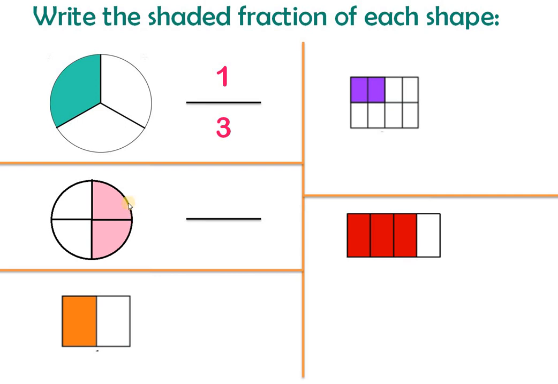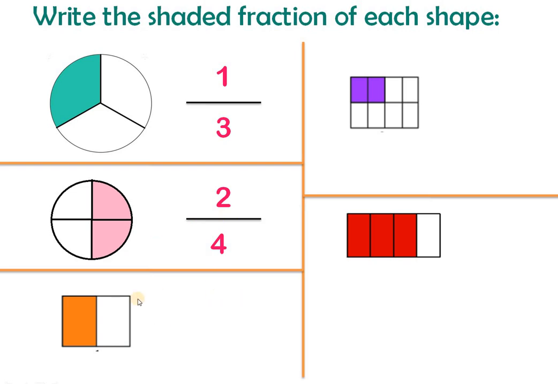Then we have to count how many parts there are all together. 1, 2, 3, 4. So the bottom number will be 4. And how many colored parts are there? 1, 2. 2 colored parts. So 2/4. Here all the parts are 4 equal parts, and the colored parts are 2 parts.